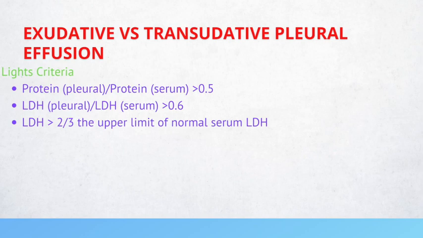So like I mentioned before, Light criteria is used to differentiate between transudative and exudative effusions. If you notice a patient has a protein pleural over protein serum ratio greater than 0.5, and their LDH pleural over LDH serum ratio is greater than 0.6, and their pleural LDH is greater than 2/3 of the upper limit of normal of serum LDH, then you want to think about an exudative effusion.